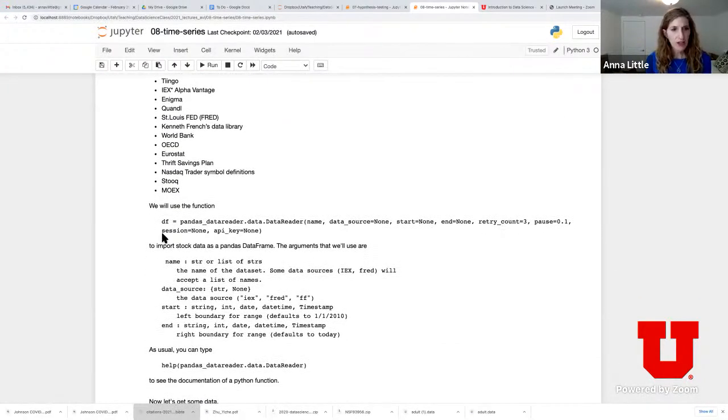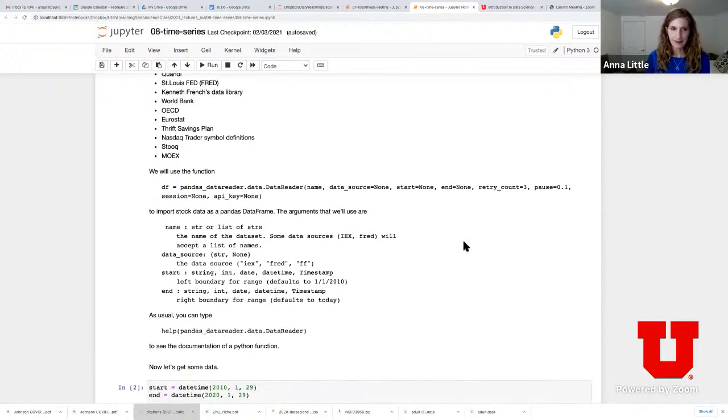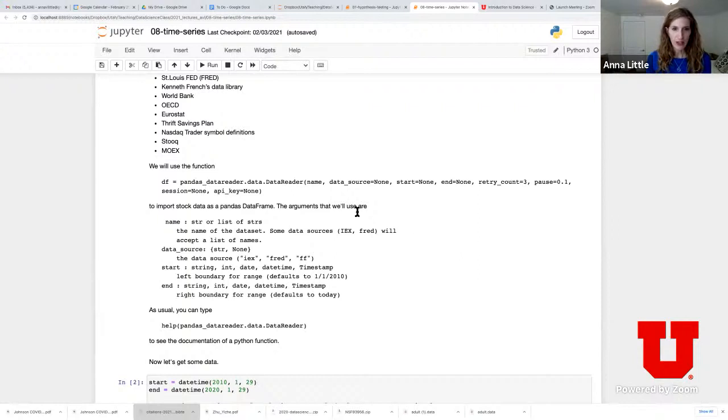Okay, and so how do you use the function? Well, the basic syntax is, you do pandas_datareader.data.DataReader, because that's not at all redundant, but that's what it is. And then you want to specify your name, your data source, your start, your end, and then some other things that are optional that you probably won't need, but maybe you will, depending on what you want to do.